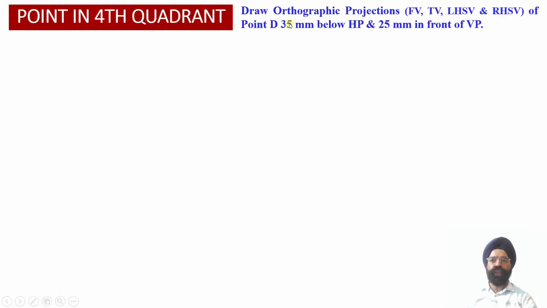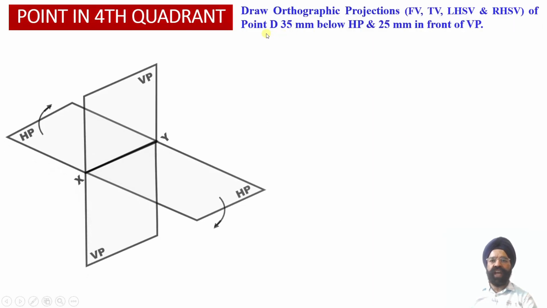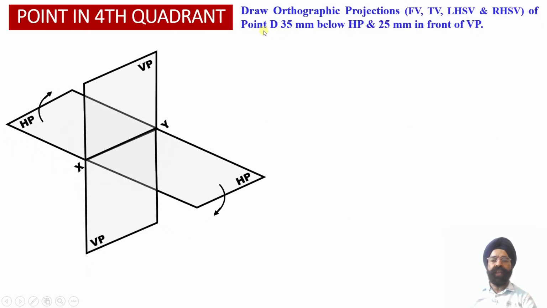Now let us proceed to evaluate the orthographic projections of a point D, which is lying 35 mm below the horizontal plane and 25 mm in front of the vertical plane. So here we can check. Here we have got the horizontal plane. This is the vertical plane. Now the point D lies 35 mm below the horizontal plane and 25 mm in front of the vertical plane.